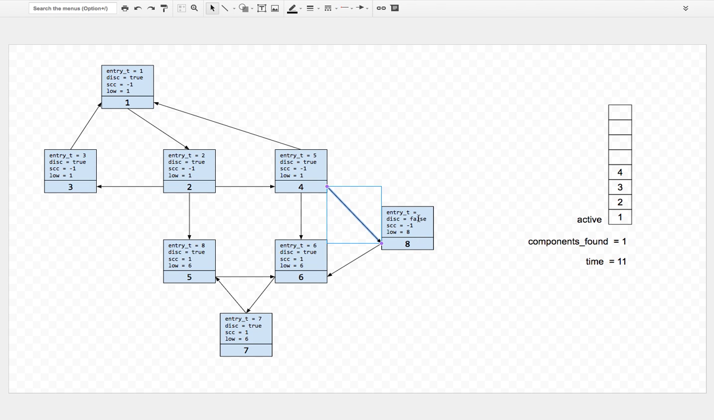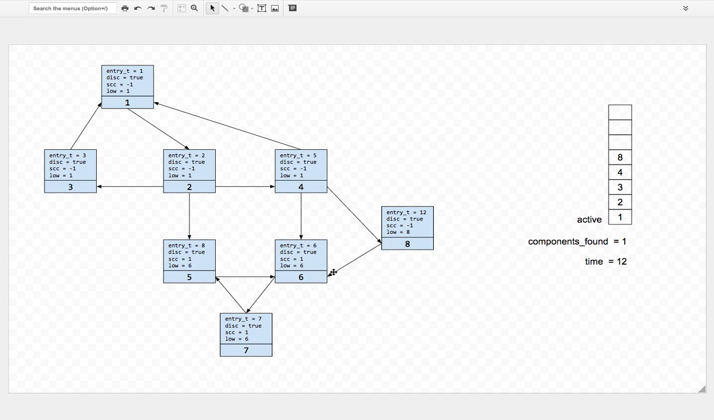The vertex 8 is undiscovered, so this is a tree edge. We do nothing for the edge processing itself. We do mark the vertex as discovered. We increment the time marker by 1. We set the entry time to be that time, which is 12. And then we process this vertex 8 early, which means pushing it onto the stack. And then we proceed to explore 8's edges.